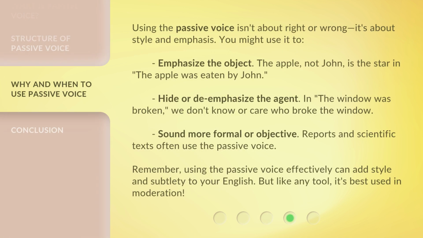Using the passive voice isn't about right or wrong, it's about style and emphasis. You might use it to emphasize the object. The apple, not John, is the star in "The apple was eaten by John." Hide or de-emphasize the agent. In "The window was broken," we don't know or care who broke the window. Sound more formal or objective.